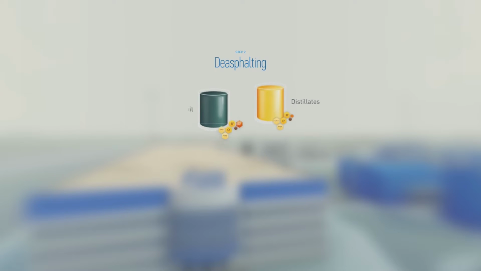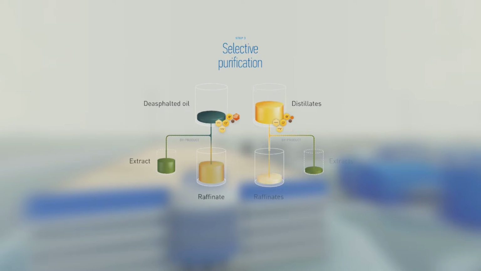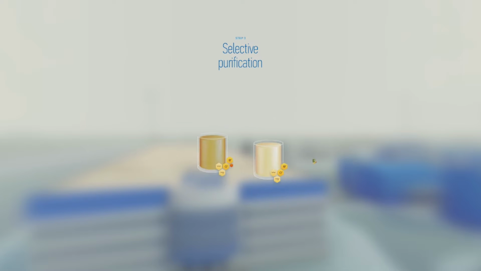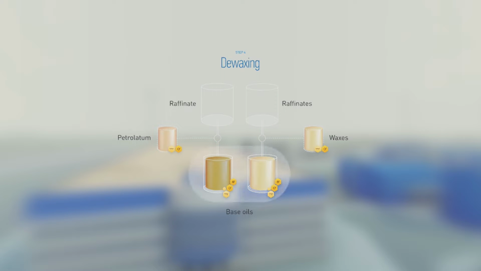Then, deasphalted oil and oil distillates will be supplied into a two-stage treatment unit. Solvent extraction, the process that extracts unwanted elements and components which would adversely affect the parameters of the base oils. And dewaxing process, where low-temperature characteristics are being improved.